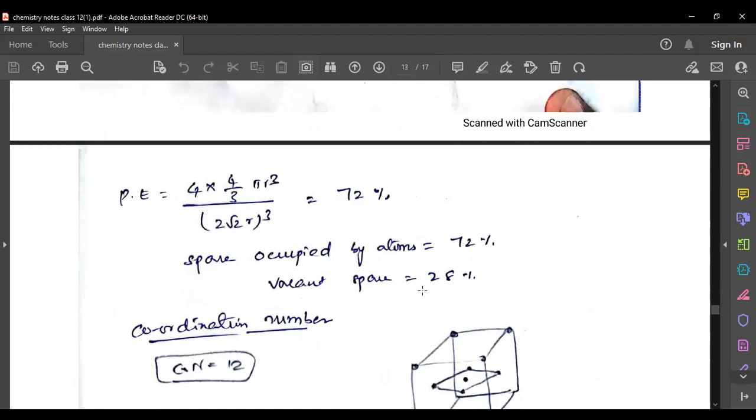In the case of FCC, the Z value is equal to 4. The effective number of atoms is 4 in FCC. And the relationship between a and r is root 2 a equals 4r. Fine. So the packing efficiency is 72% in the case of FCC, and the vacant space is 100 minus 72, which is 28% in the FCC structure or CCP and HCP. And the coordination number is 12 in the case of HCP, CCP or FCC. Okay.